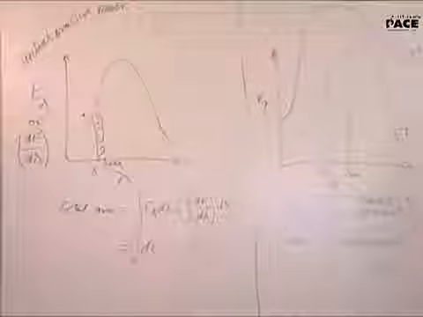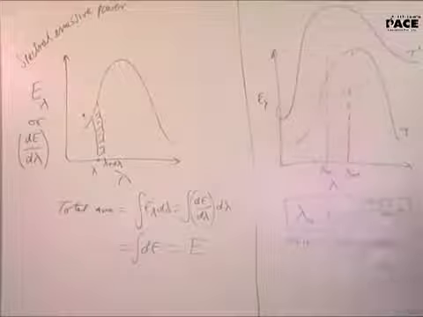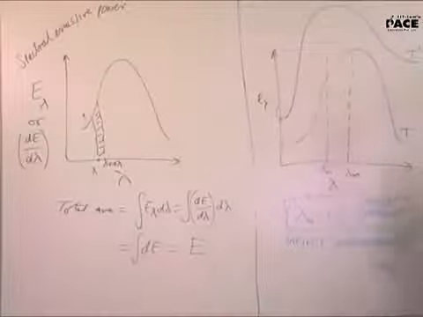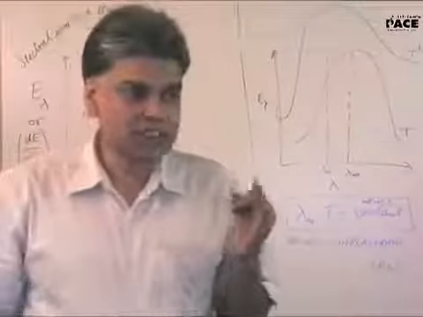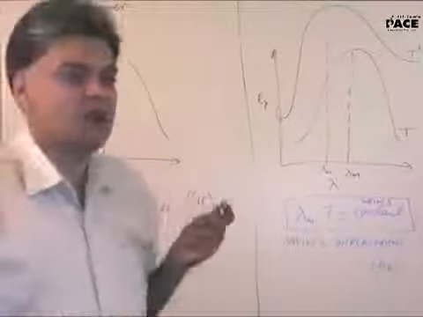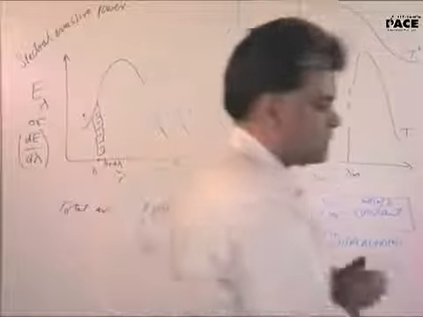Lambda m is somewhat less, because this product has to be a constant. If T increases, lambda m will decrease. So you have looked into a couple of things: Stefan's law, Wien's displacement law, Kirchhoff's law of radiation. So now let's do some questions.